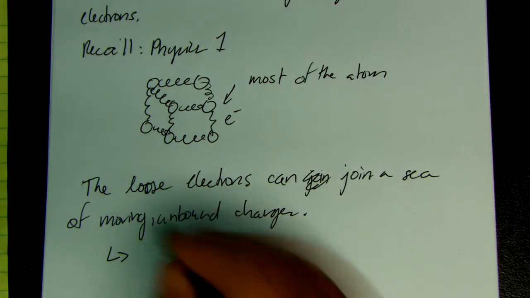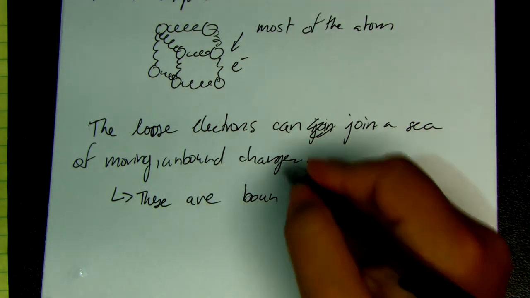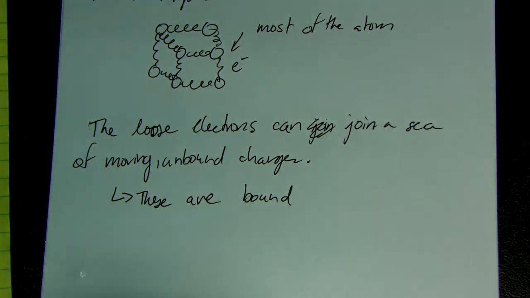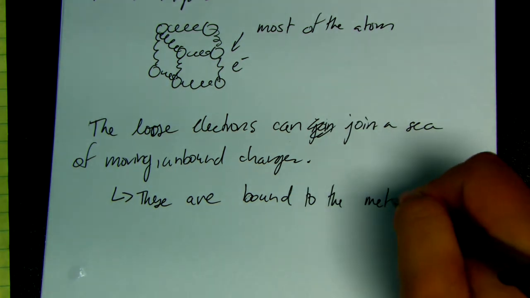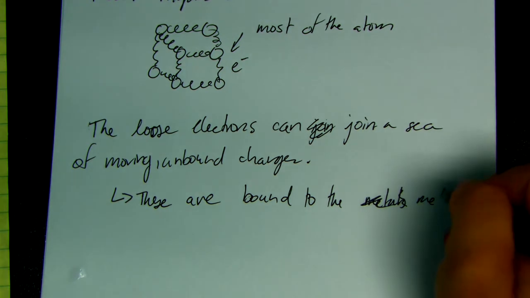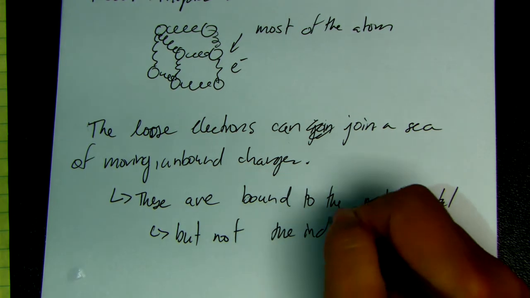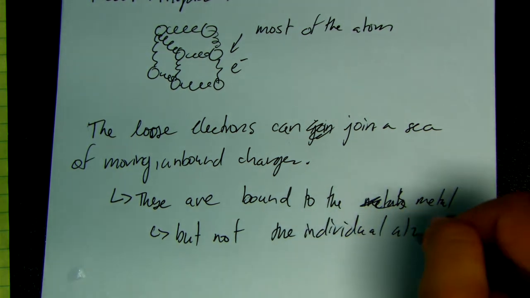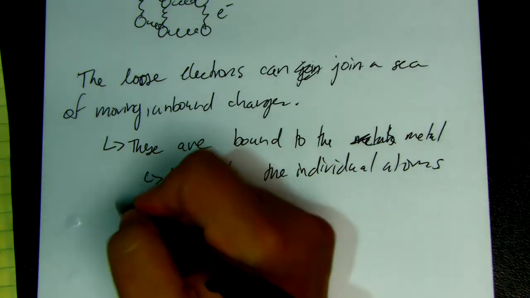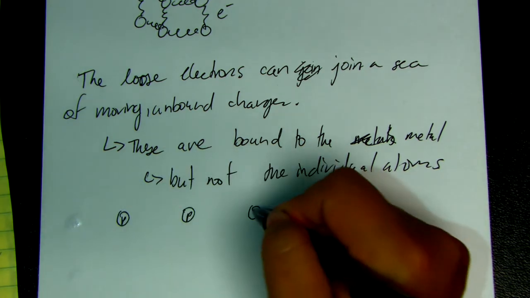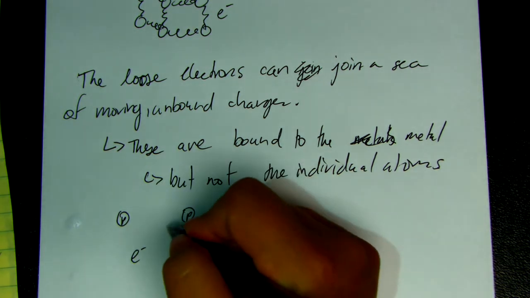And so these are bound to the metal, but not the individual atoms. So it's not like you just have a bunch of electrons that tip off of the metal. They're going to stay within the metal, but they're not bound to the atoms anymore. And what we have is the positive cores that are left from all the atoms that have lost their electrons, and then you've got these electrons moving around.